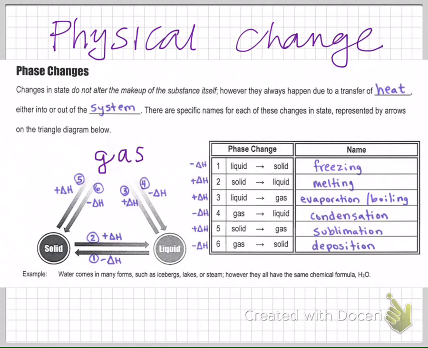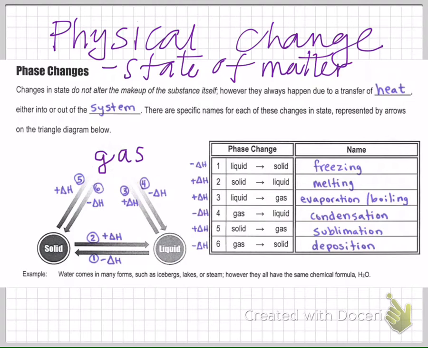In a physical change, you are not altering the physical makeup of that substance. The only thing that is changing is the state of matter. Remember, the major states of matter we discuss in chemistry are solid, liquid, and gas. What happens is there's a transfer of heat into or out of the system. We talked about this in our first video, Intro to Thermodynamics. We discussed the system and the surroundings. So if heat is entering or exiting the system, this causes a phase change.